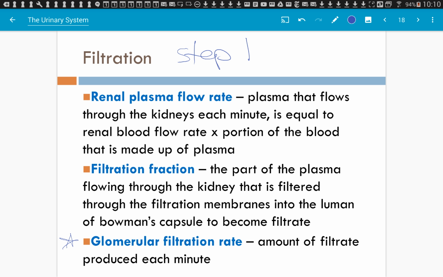Sorry. So the amount that you are filtering out each minute in the capsule is controlled by the juxtamedullary apparatus, dependent on your fluid levels in your body and your blood pressure, and that can be adjusted. So definitely know your glomerular filtration rate. That's the one I'm most interested in you remembering as a definition.